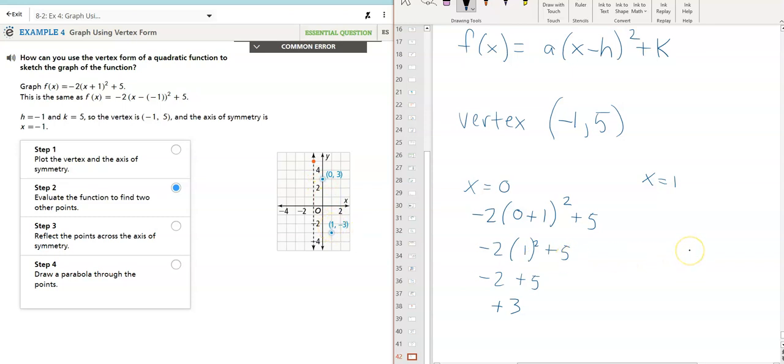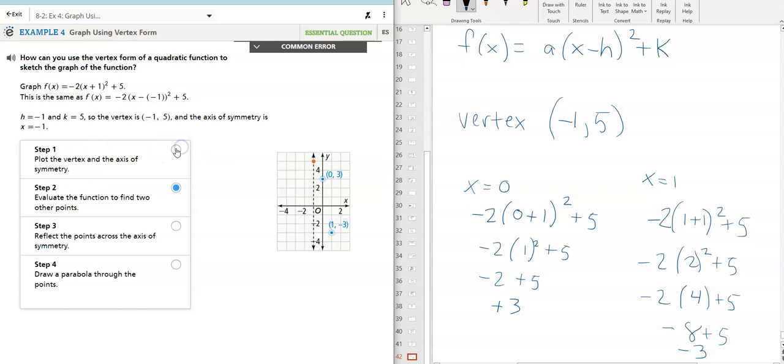Okay, so over here, we're going to say, okay, well, what if it's +1? So I'm going to say that's going to be -2 times 1 plus 1 squared plus 5, -2 times 2 squared plus 5, -2 times 4 plus 5, -8 plus 5. That's how we get -3. And that's how they got their second dot right here, 1, -3. Okay, so we plotted the vertex here, and then we evaluated the function for 2 points.